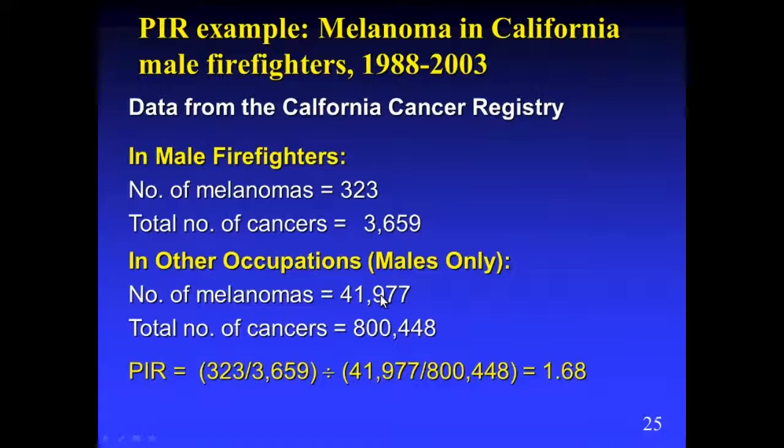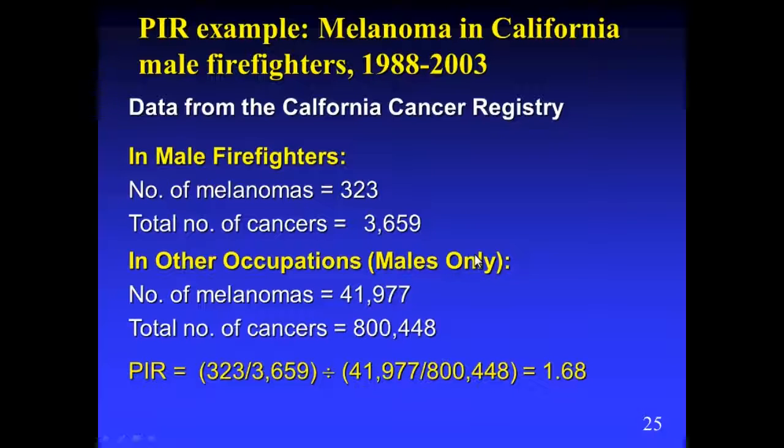And here's an example using data from the California Cancer Registry. I've long had an interest in cancer in firefighters, and these are some actual data that I obtained from the California Cancer Registry. We are looking at whether malignant melanoma is more common, a higher proportion, in firefighters than in other occupations, because the Cancer Registry has a data field for occupation.